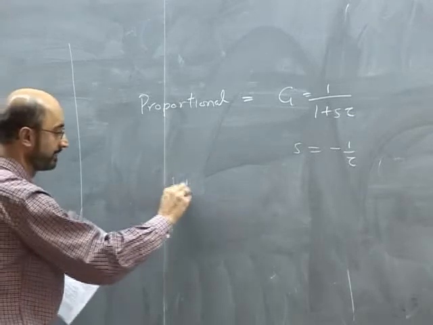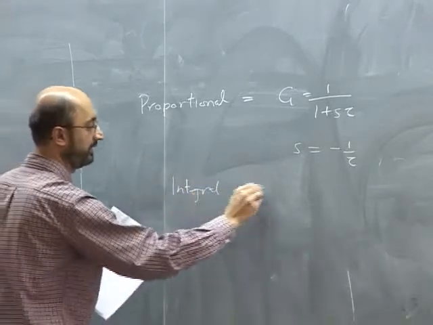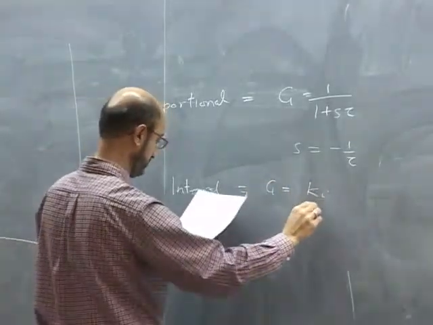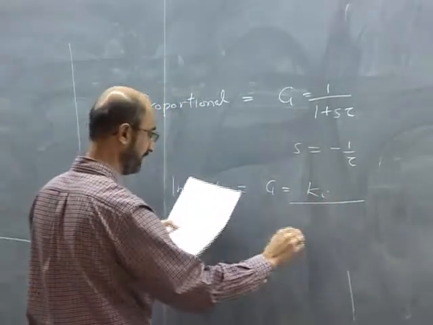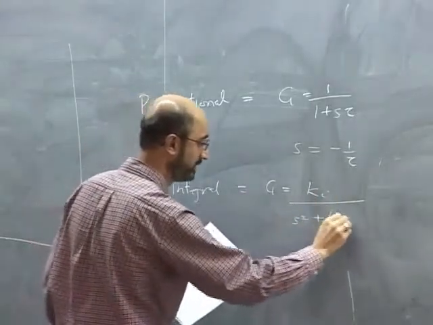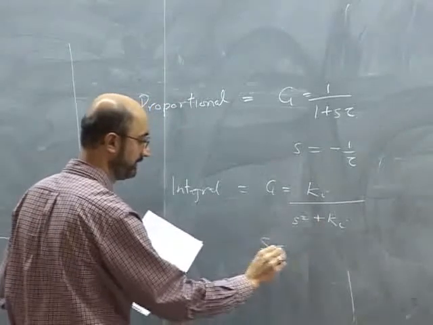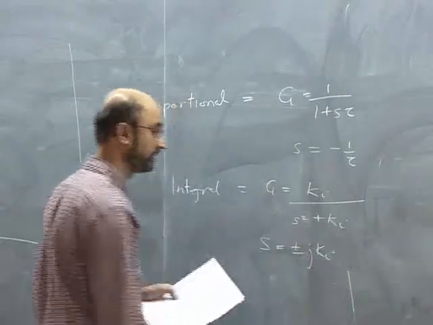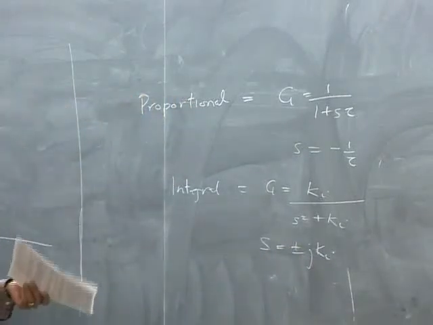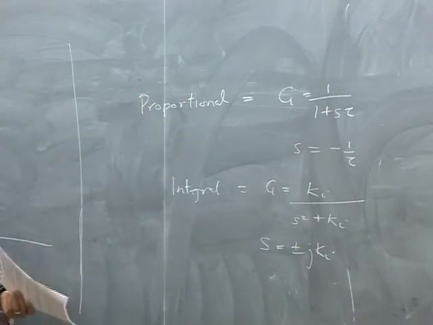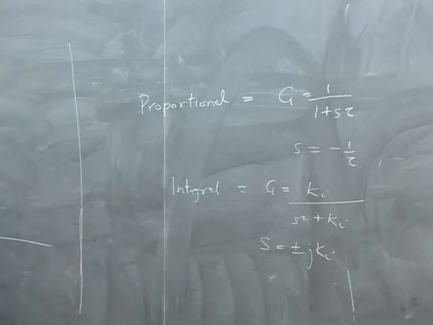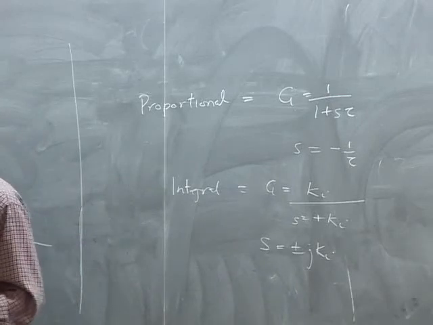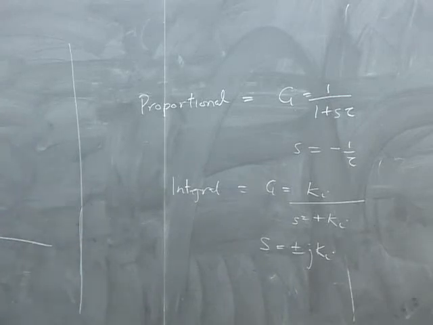For the integral, we had G equals ki over s squared plus ki, where ki is the constant. The roots are going to be plus or minus j times the square root of ki, which are essentially complex conjugate roots on the imaginary axis. So this is going to be oscillatory. We already saw that it was oscillatory. So that was, again, relatively easy.